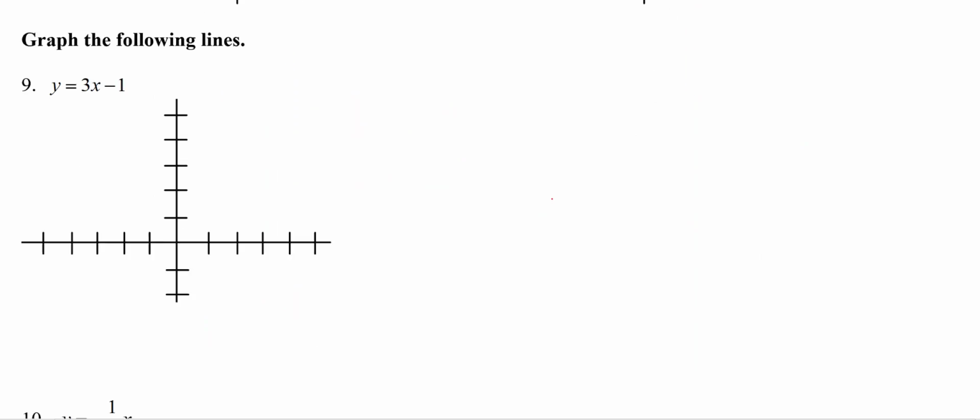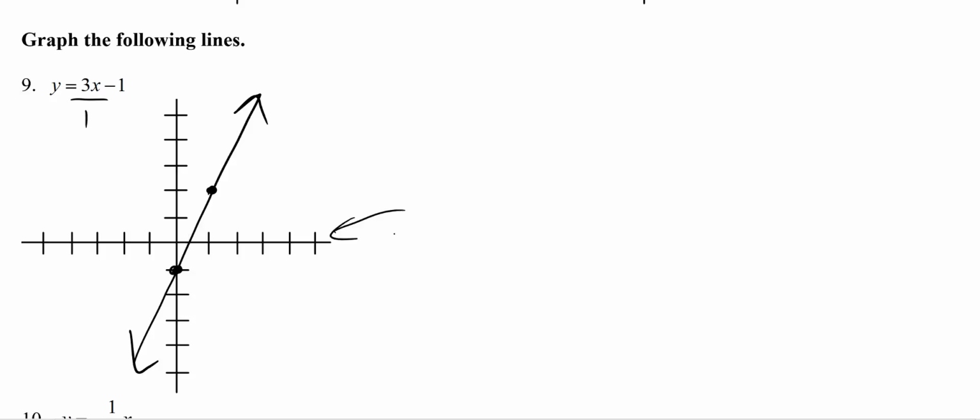Keep going here. It says graph the following lines. You guys should remember, that's your y-intercept, that -1. So you plot -1 here, and the slope is 3 over 1. So it goes up 1, 2, 3, and over 1, and there's your graph. Pretty easy. Please do not graph the y-intercept on the x-axis. This is the y-axis. That's what they call the y-intercept.